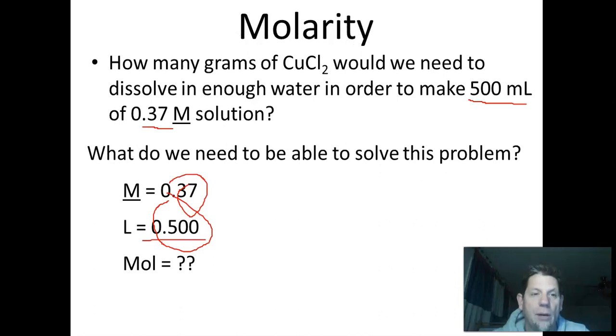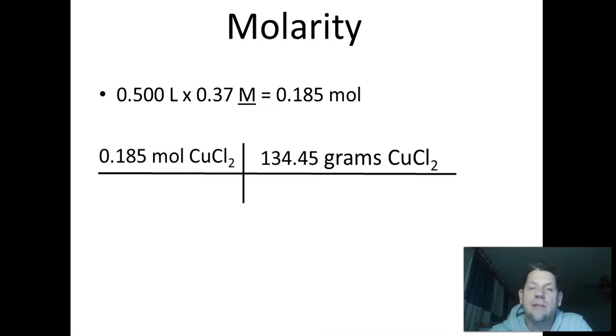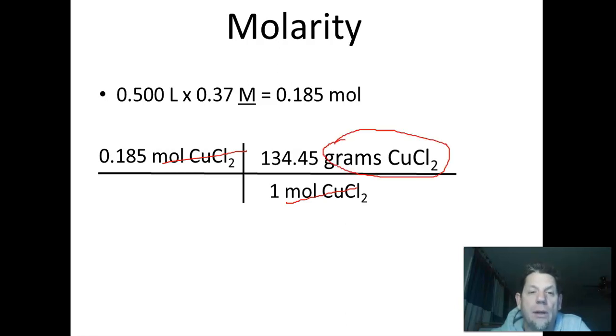But we wanted to know how many grams of CuCl2 are required. So now we have to multiply by the molar mass of copper 2 chloride. It's 134.45 grams per mole: Cu, which is 63.55, plus 2 chlorines, which is 70.9, for a total of 134.45. One mole goes on the bottom so that our units cancel, and we're left with grams of CuCl2. When we multiply, you get 24.9 grams required.